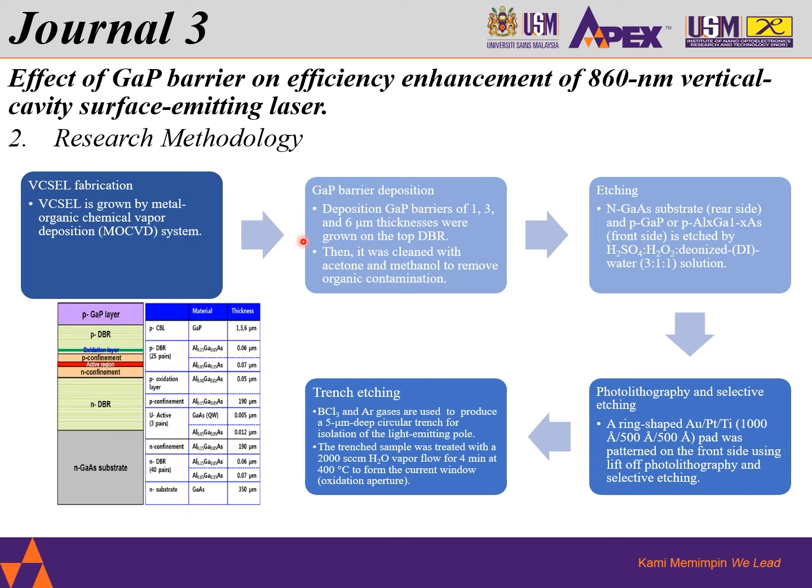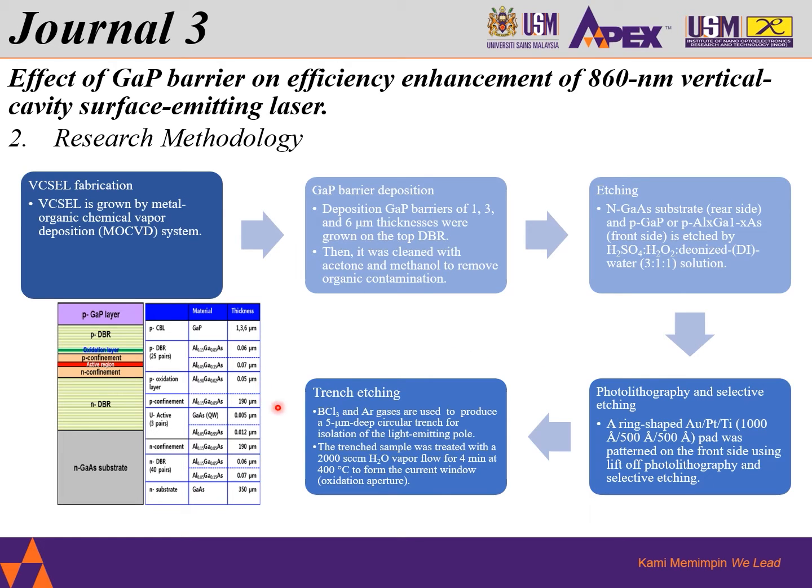And then the wafer was cleaned with acetone and methanol to remove the organic contaminations. Next is followed by the etching. The N-substrate, rear side, and the front side were etched using these solutions. The solutions are made up of sulfuric acid, hydrogen peroxide, and deionized water. Next, followed by the photolithography and selective etching. A ring-shaped pad was patterned on the front side using lift-off photolithography and selective etching.